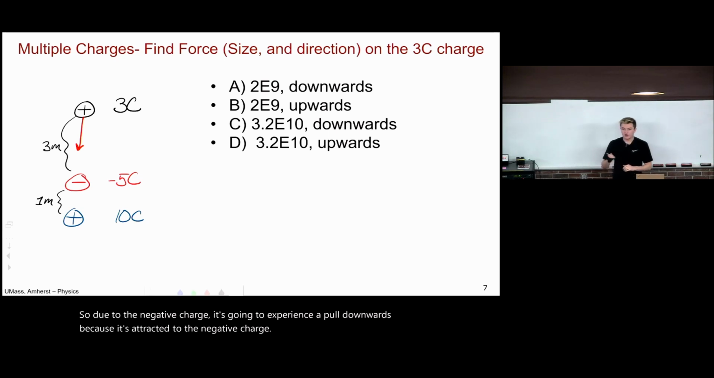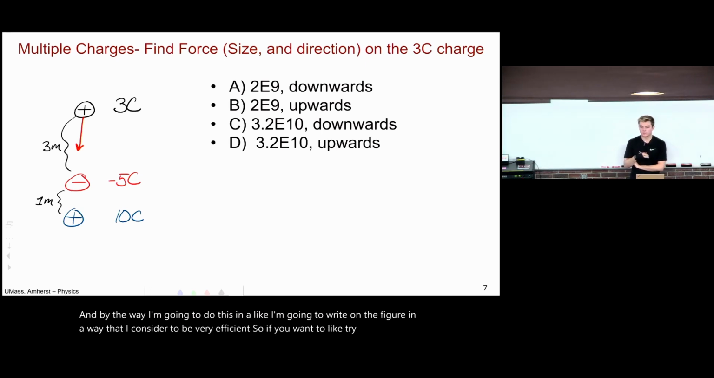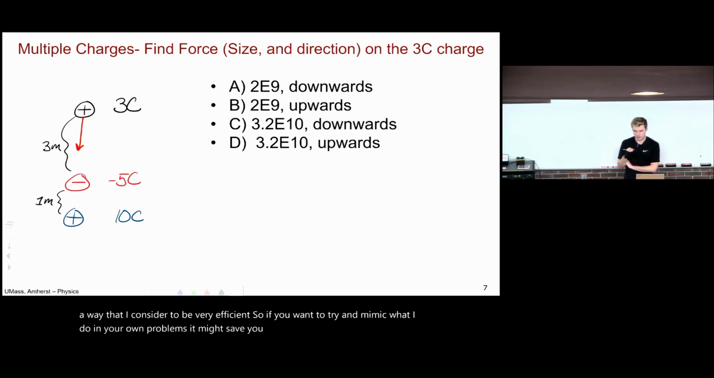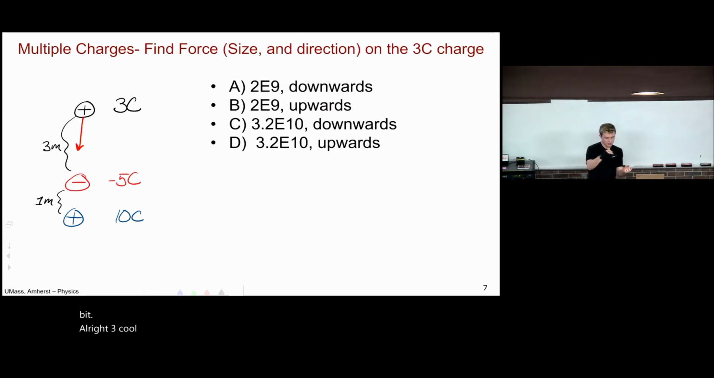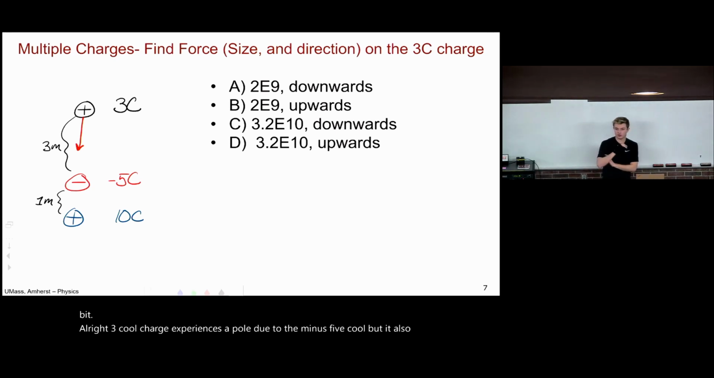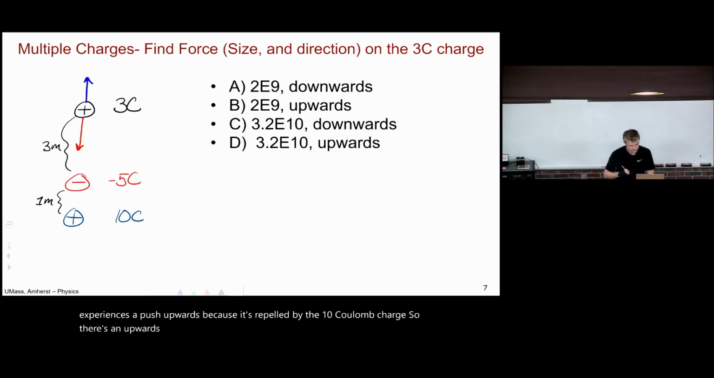And by the way, I'm going to write on the figure in a way that I consider to be very efficient. So if you want to mimic what I do in your own problems, it might save you time and clean up your work a little bit. The 3 Coulomb charge experiences a pull due to the -5 Coulomb, but it also experiences a push upwards because it's repelled by the 10 Coulomb charge. So there's an upwards force due to the 10 Coulomb charge.